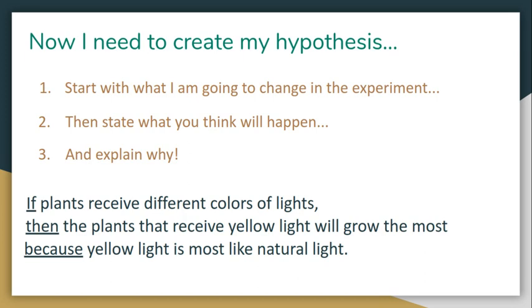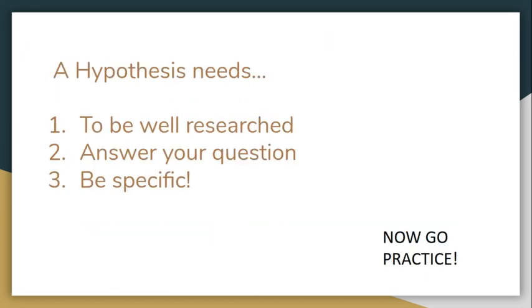There might be someone else who sees a blue light, and maybe they knew something about blue light and how it helps the plants grow, and they might say if plants receive different colors of lights, then the plant that receives blue light will grow the most, or red light will grow the most, or green light will grow the most. Maybe they think chlorophyll has to do with that green light and it will help it. It just depends on what your prior knowledge and your research helps you understand.